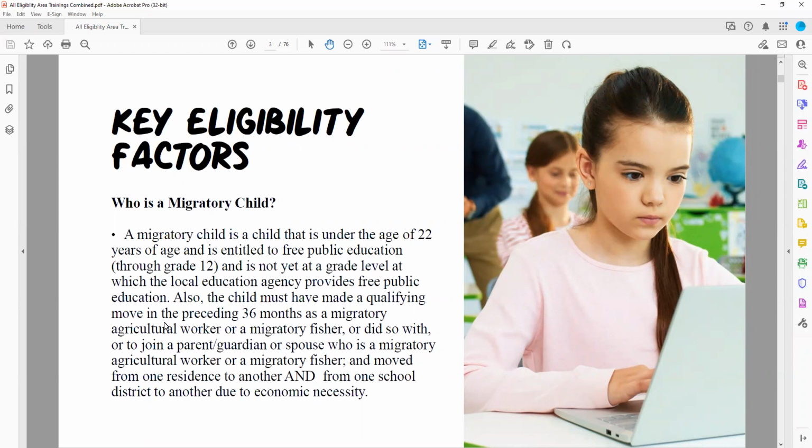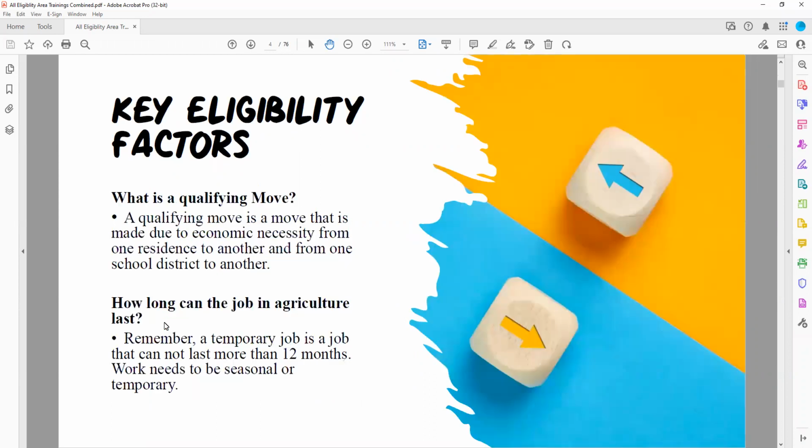I'll continue on, but all of these resources you can review at any point to really make sure that it soaks in and makes sense. The other thing that we always look at is, what is a qualifying move? A qualifying move is a move that is made due to economic necessity from one residence to another and from one school district to another. So the kids have to be changing. They can't just stay in the same district. They have to move, change residence from one school district to another. And that move has to be due to economic necessity. We'll talk about that in a little bit.